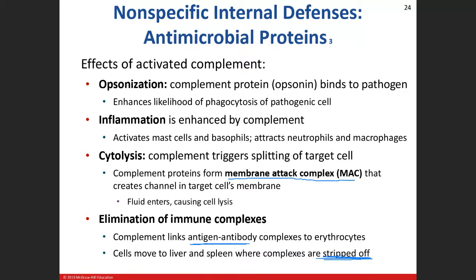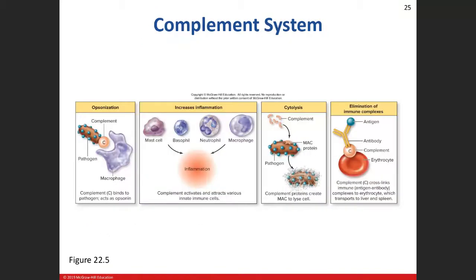Well, guess what? In the spleen, you have immune cells there. They'll take care of it. That's what we're seeing here. So here's your antibody. Here's the antigen. Now they're just floating around. The complement latches onto that, and it allows it to latch onto the erythrocyte, and it catches a ride. The red blood cells have to circulate through the spleen and the liver, and they go to one of those organs. These complexes get stripped off, and then they're destroyed.